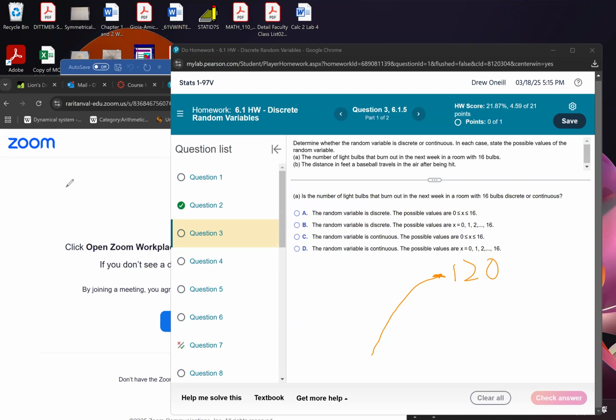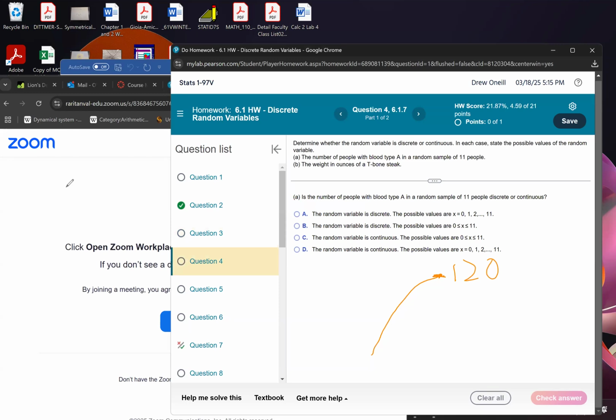And a better example is in, where'd you go? Question 4. A T-bone steak, the weight of a T-bone steak, typically would be in ounces, maybe pounds, right? Think about this. If I said, here you go, sir, your steak that you ordered is 16 ounces, which is a good size, about a pound. It's not actually 16 ounces, is it? There's no way we can perfectly measure it. So that would be continuous, right?